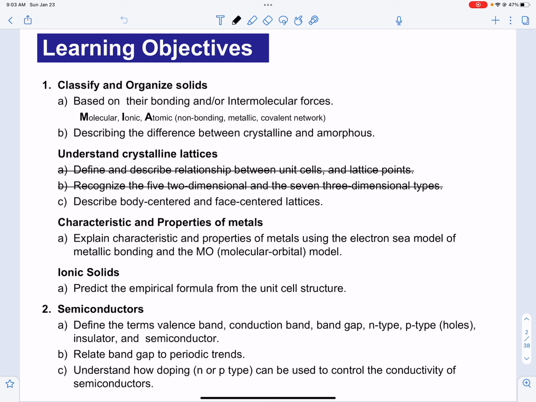And we're also going to see the electron sea model to be able to understand a specific type of solid, which is the metallic solid, to be able to understand why metals are conductors of electricity and heat, why they are ductile and malleable, and all that. And for that, we're going to use the electron sea model theory.